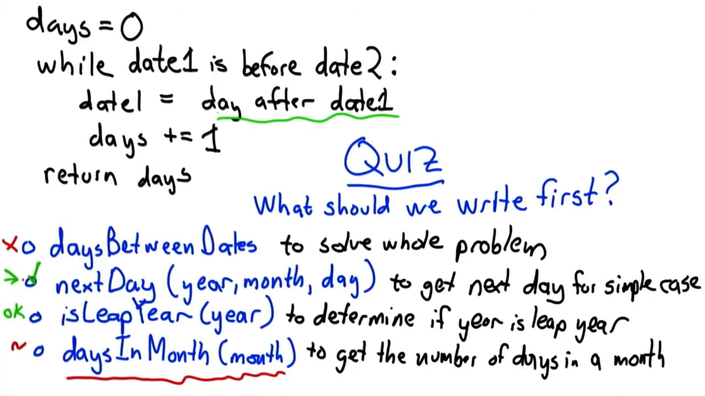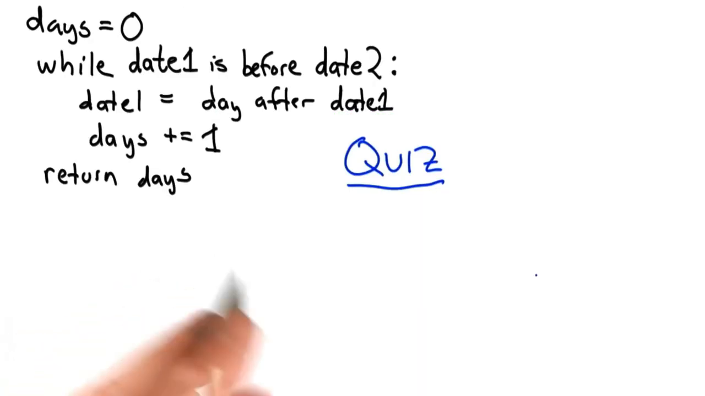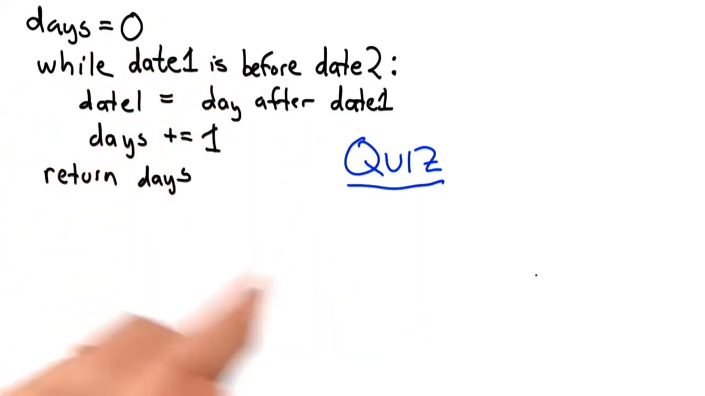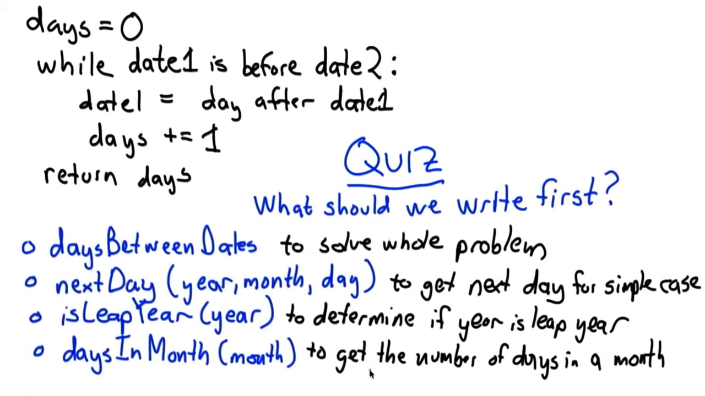So let's start by writing the next day procedure. And to keep things simple, we'll assume that all months have 30 days. So now we've got a simple mechanical solution and we've written it out as pseudocode. So now we're ready to start coding, but we should think carefully about how to do that. So now the question is, what should we do first?